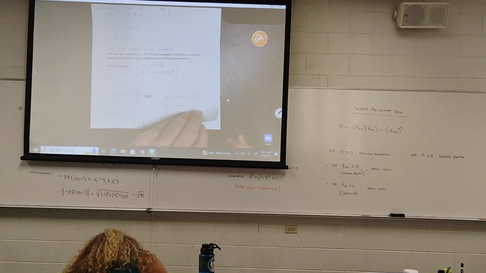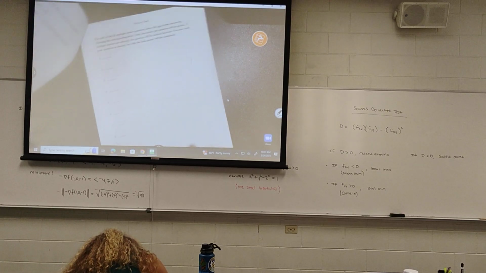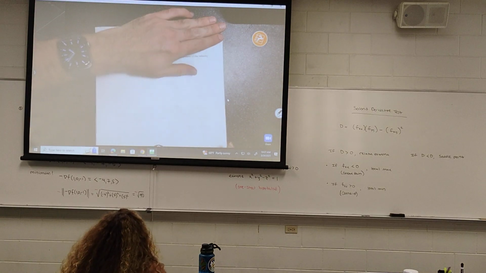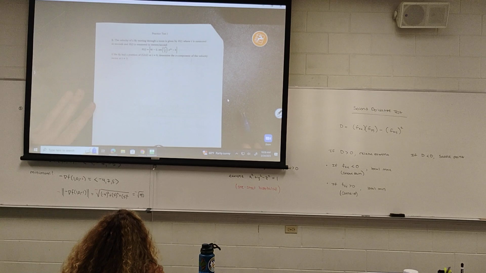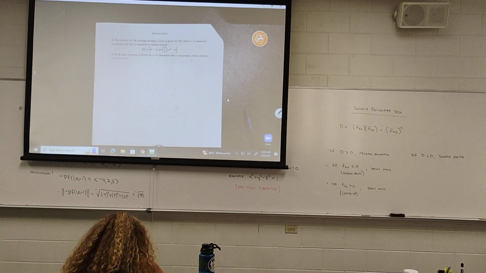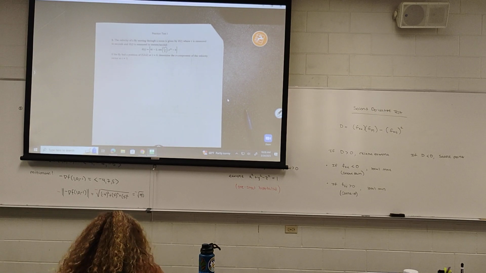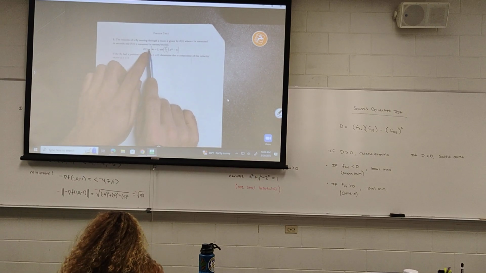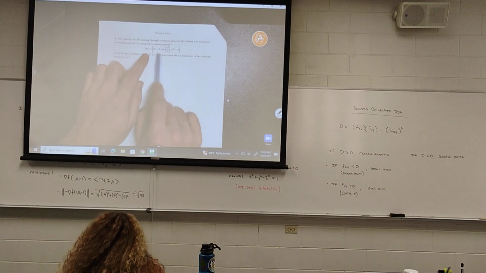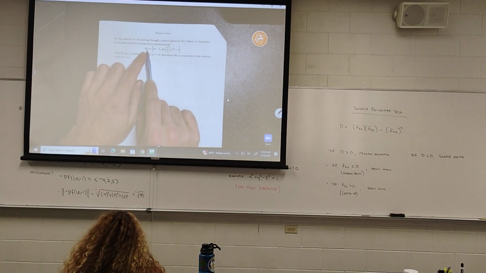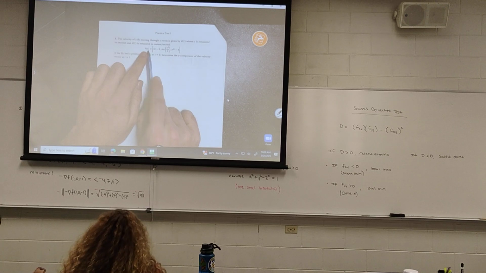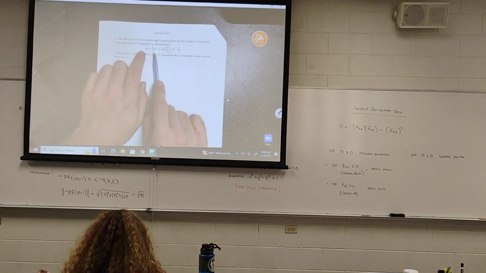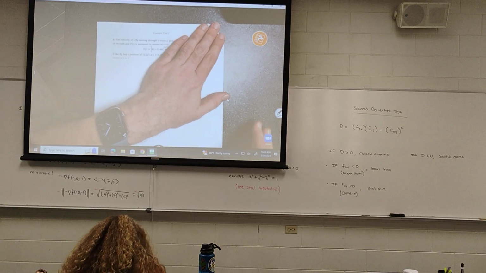Question. The velocity of a fly moving through the room is given by v of t. This is a vector valued function, so this is one of the first things that we talked about. You give me a t value, and it's going to output a vector. In this case, it outputs a velocity vector.